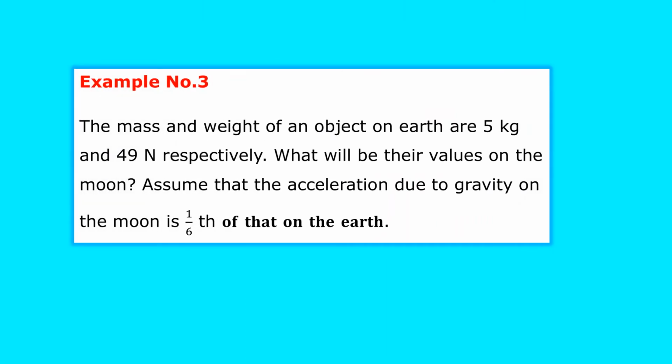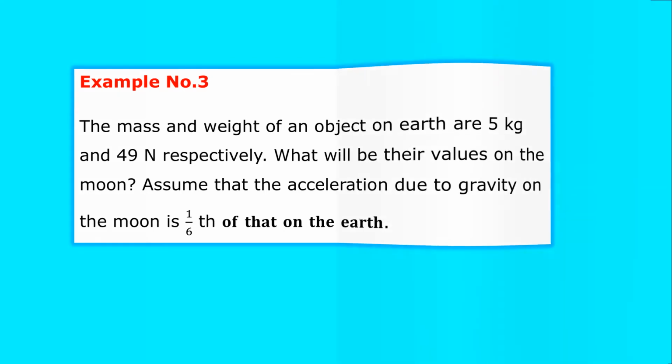Example number 3. The mass and weight of an object on earth are 5 kg and 49 Newton respectively. What will be their values on the moon? Assume that the acceleration due to gravity on the moon is 1 upon 6th of that on the earth. Now let us solve this example.